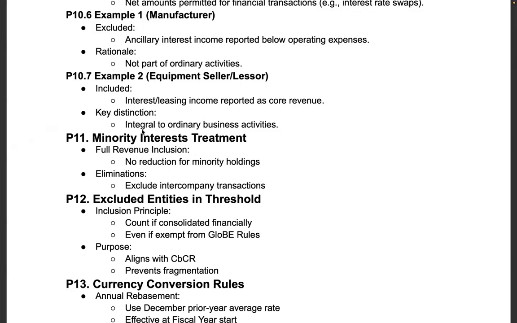Key distinction: integral to ordinary business activity. That's why the interest income or leasing income is reported as the core revenue, because it's integral to the ordinary business activities.